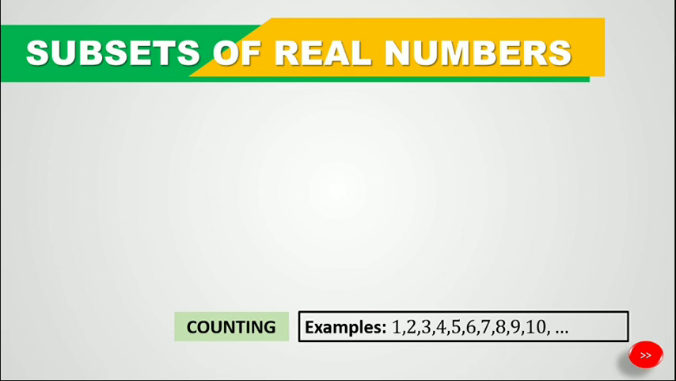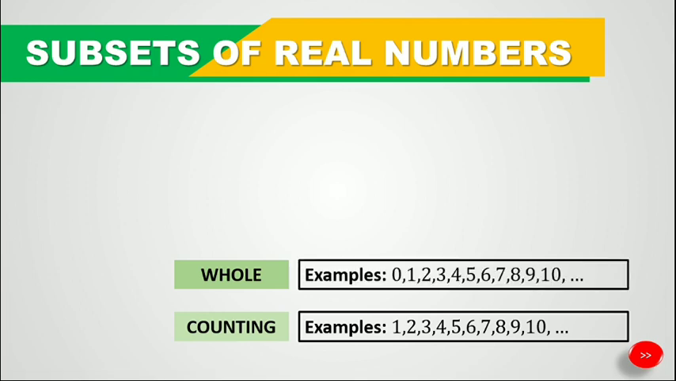Now second, we also have whole numbers. What numbers are included in this set of numbers? We have 0, 1, 2, 3, 4, 5, 6, 7, 8, 9, 10, dot, dot, dot. The only difference between the set of counting numbers and the set of whole numbers is simply 0. Counting numbers start at 1, but whole numbers start at 0. In other words, 0 is classified as a whole number.